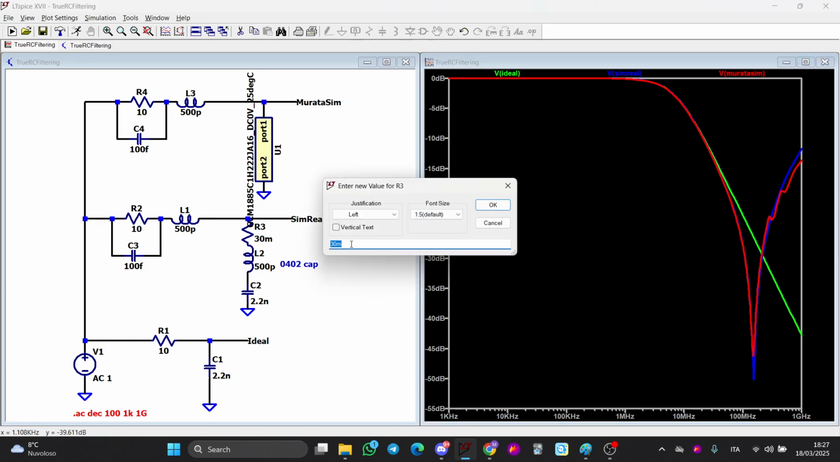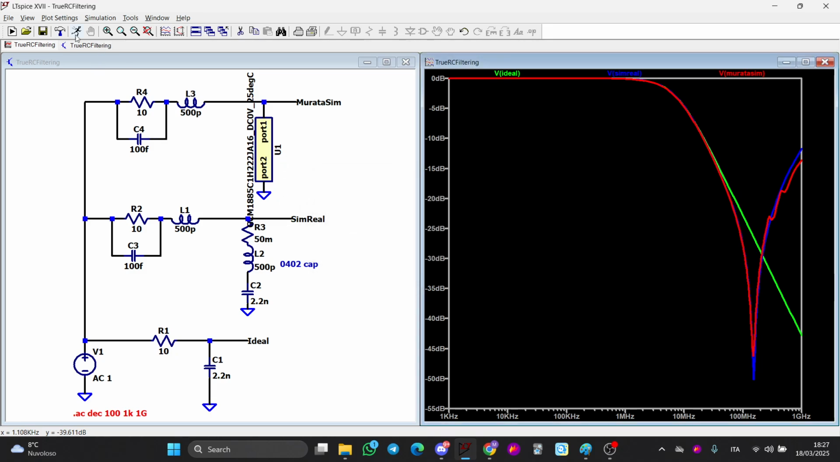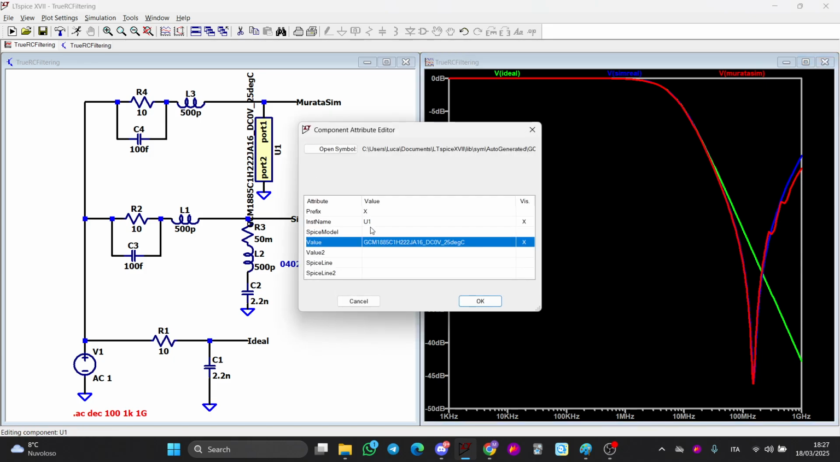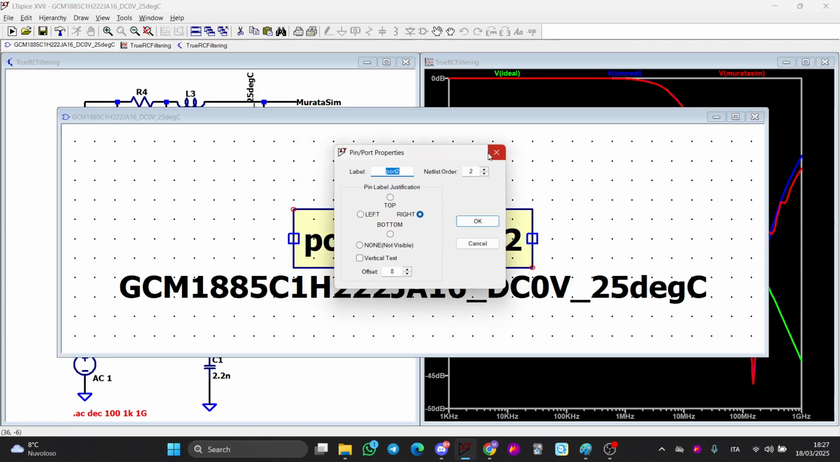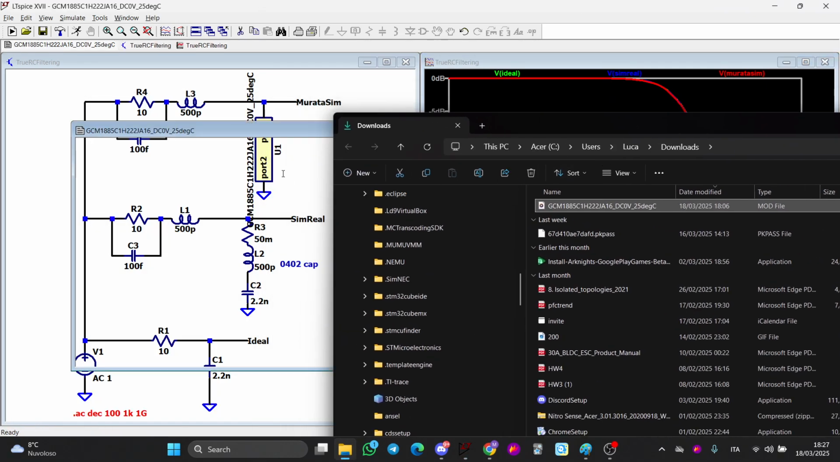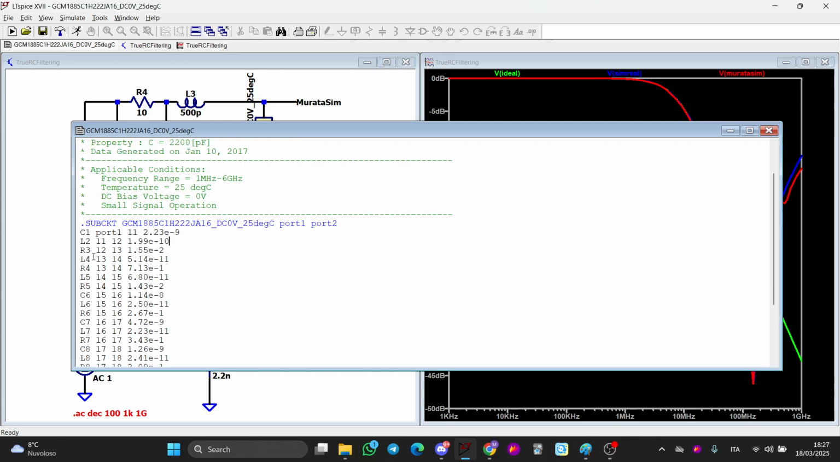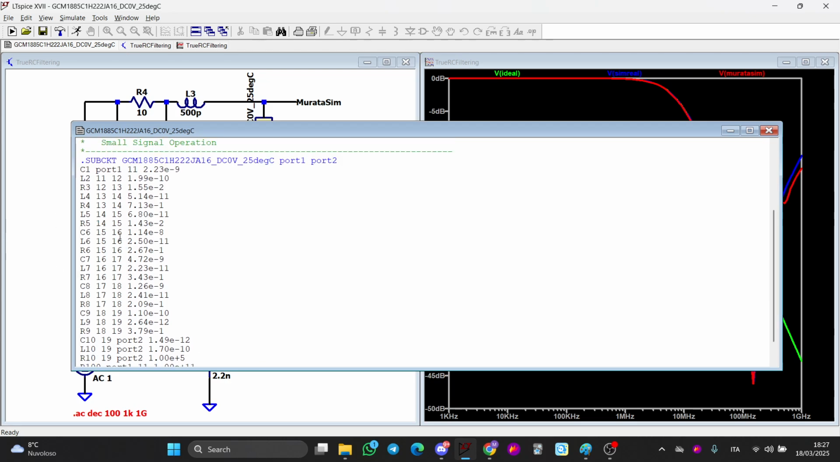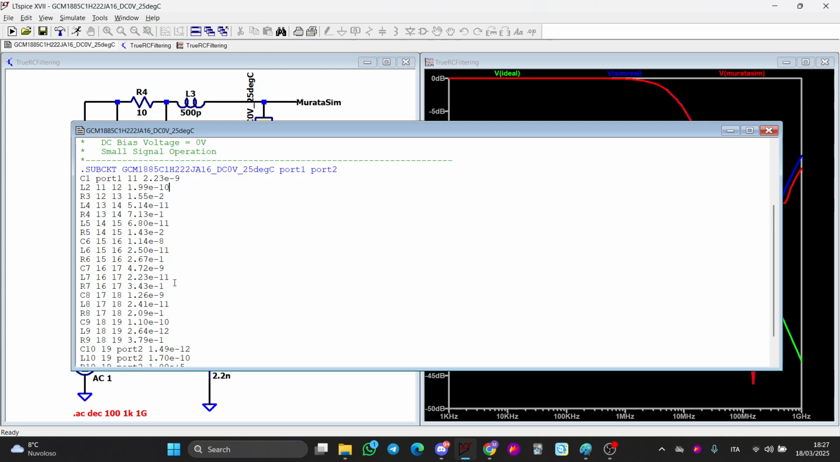Let's check the ESR. Let's put it to 50 milliohm, and it should be fine. As you can see, it matches. So the inductance is around 50 pico. We can probably check this in the auto-generated context in the script of this. So we can check the values somewhere. There is a value similar to this. Okay. Probably 10 to the minus 9. Yes, probably something like this.